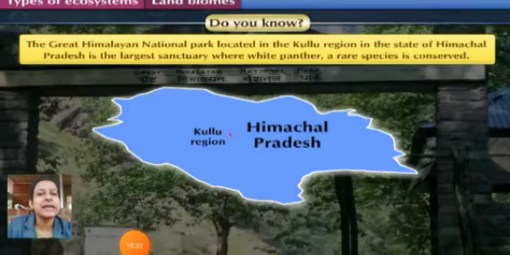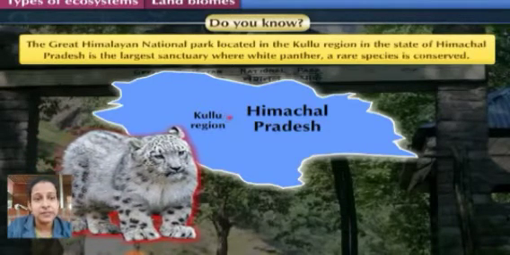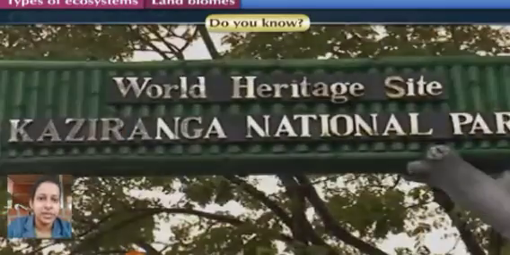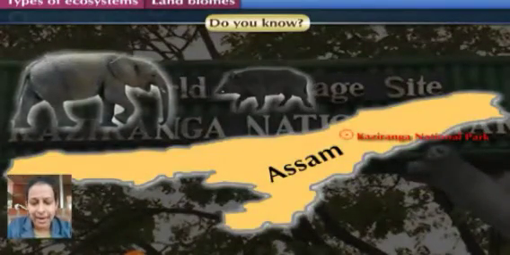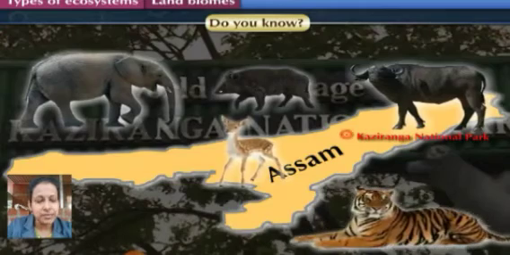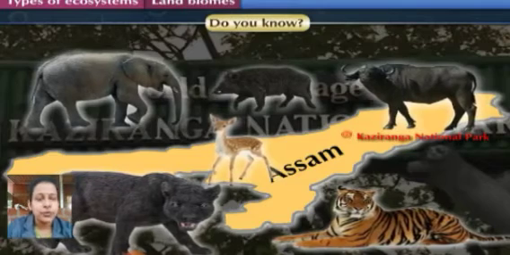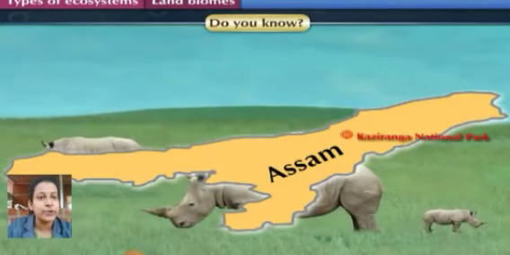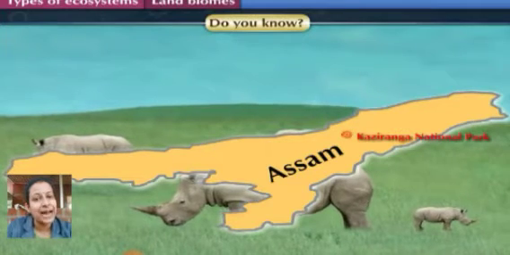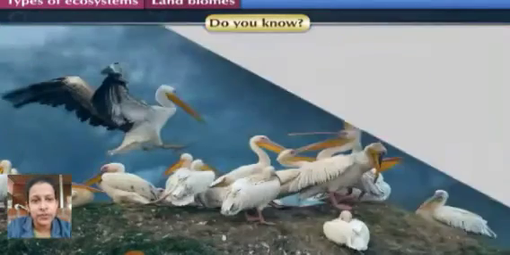Do you know the Great Himalayan National Park, which is located in the Kullu region in the state of Himachal Pradesh, is the largest sanctuary where the white panther, which is a rare species, is conserved. So remember this, students, Kullu region in Himachal Pradesh. Kaziranga National Park has animals like elephants, wild boars, wild buffaloes, deer, tigers, and panthers, all conserved there. Around two-thirds of the total number of single horned rhinos in the world is found at Kaziranga.